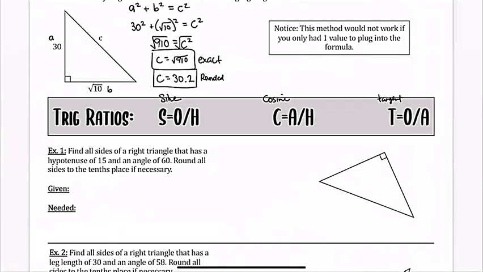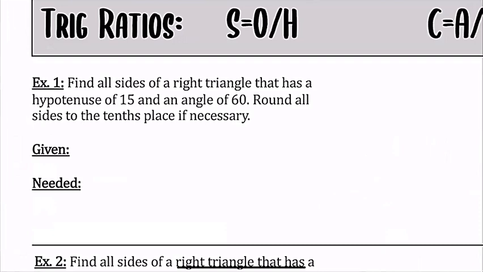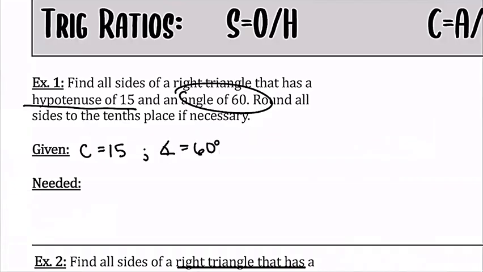And it's asking us to find all of the sides of our triangle. So we'll label the sides we don't have, and then we can use whichever ratio makes the most sense. It'll be one or two of them. The third one will normally not make sense because you obviously will have a missing side that you couldn't fill in. So example number 1 says, find all sides of a right triangle that has a hypotenuse of 15 and an angle of 60. So given information here, we have a hypotenuse, which is C, of 15, and we were given one of our angles is 60 degrees.